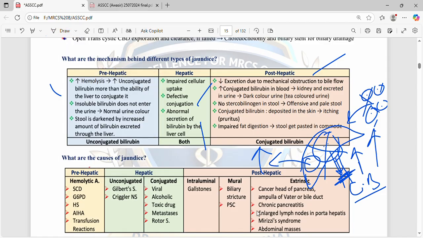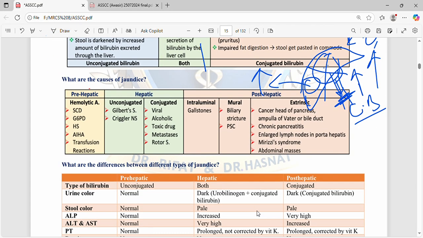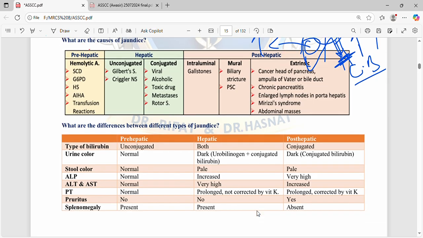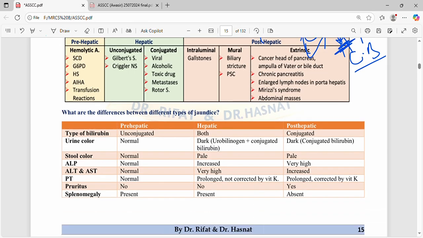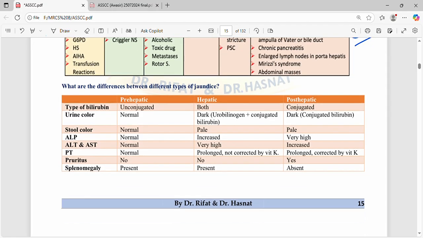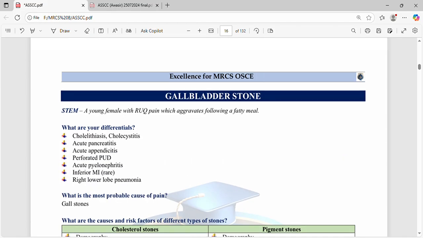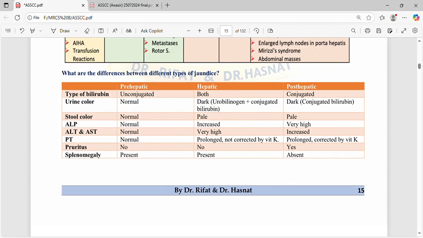Okay, so what are the causes of jaundice? As I said, it can be prehepatic, hepatic, and posthepatic. What are the differences between the different types of jaundice? Okay, quickly go through this. In prehepatic jaundice, urine color will be normal. Why? Because the unconjugated bilirubin is insoluble in water. In the other two there will be high or dark colored urine.